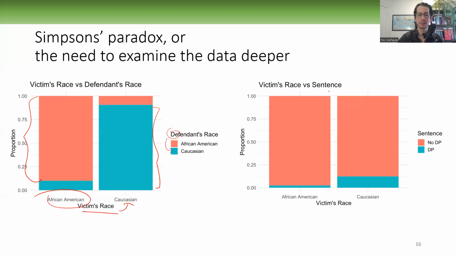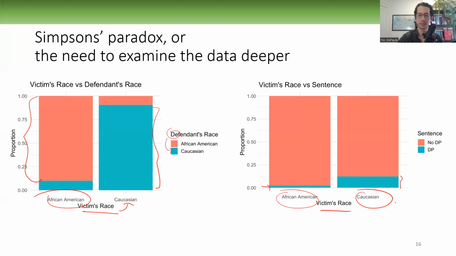And also, perhaps most importantly of all, focusing on victims' races versus sentencing. When the victim's race is African American, the proportion of death penalty is very small, it's tiny. But when the victim's race is Caucasian, the proportion of death penalty is much higher. It's still only about 12%, but it's at least 3 or 4 times higher than when the victim's race is African American.